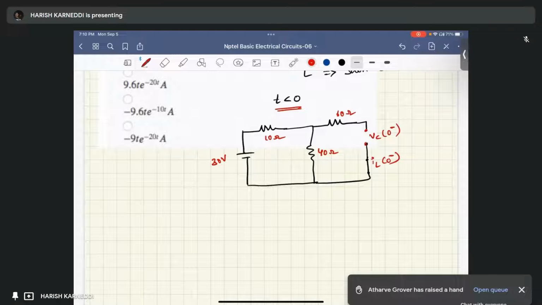Here it is open circuit, so the current through this path I can write as 0. Why? Because the capacitor is fully charged.